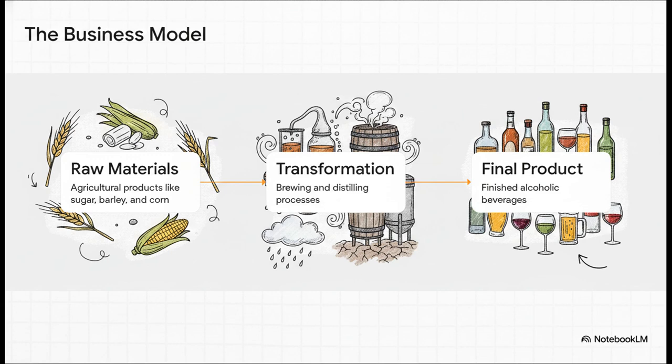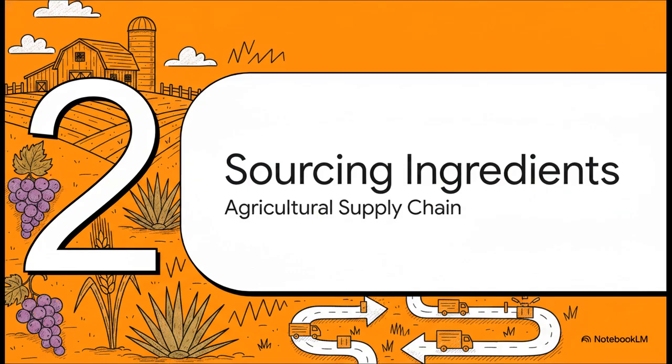And honestly, this perfectly illustrates their core business model. It's really just a three-step physical transformation. These entities take raw agricultural crops, things like sugar, barley, and corn. They put them through the rigorous processes of brewing and distilling, and boom, out comes the finished drinks on our shelves. But because this whole process depends so heavily on agricultural yields, the industry is exposed to some pretty unique vulnerabilities.